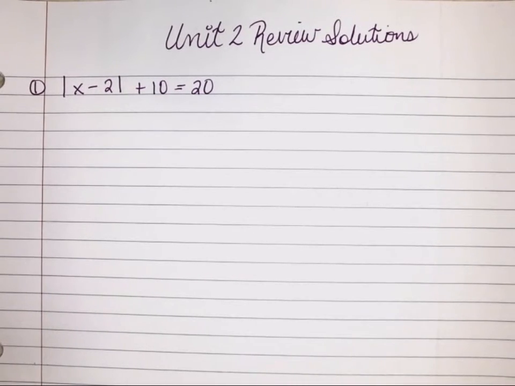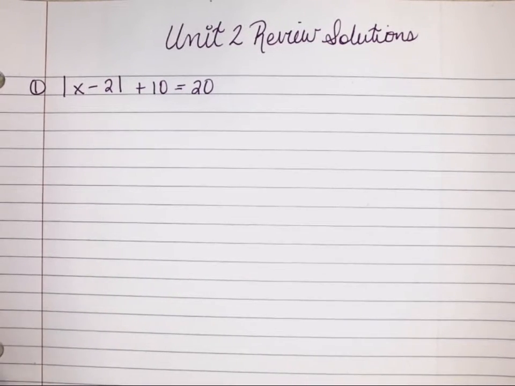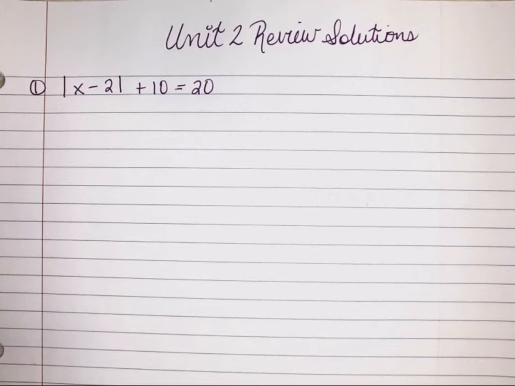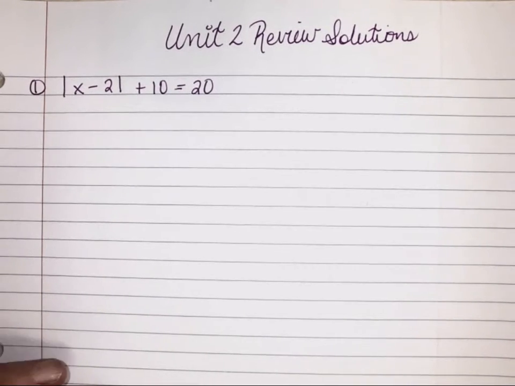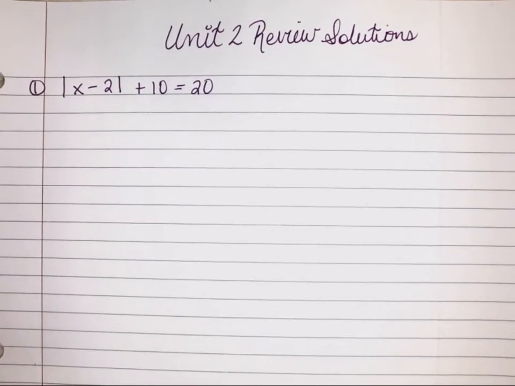I thought it would be a good idea for me to create a video working the Unit 2 review problems for you. So we're going to go ahead and get started with that. Numbers 1 through 10 tell you to solve absolute value equations and inequalities, and if your answer is an inequality, to write it in interval notation.